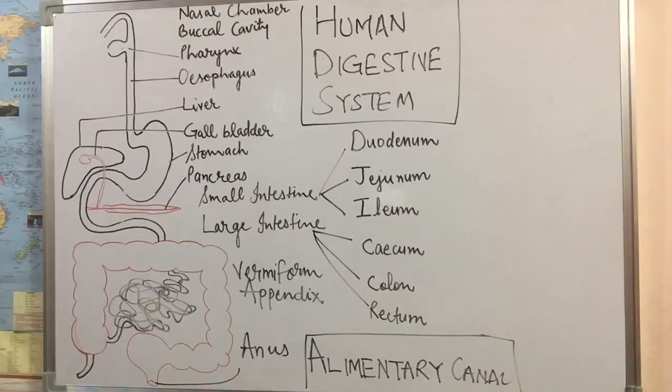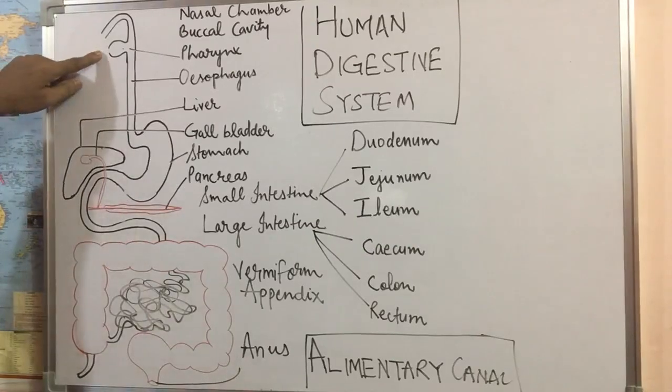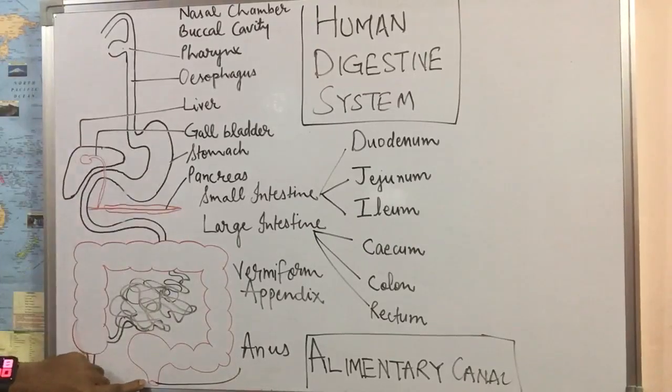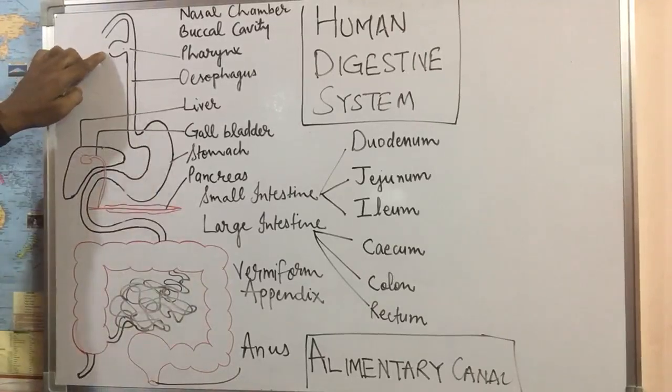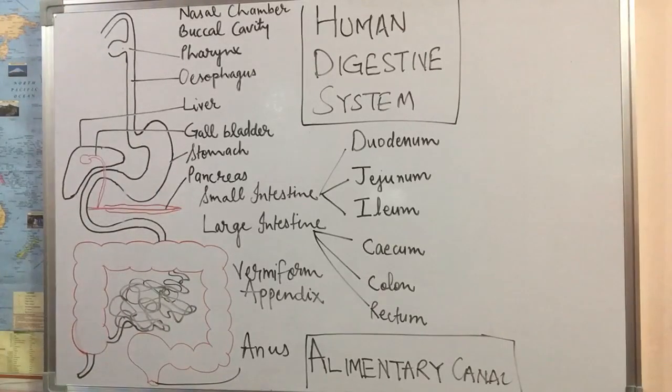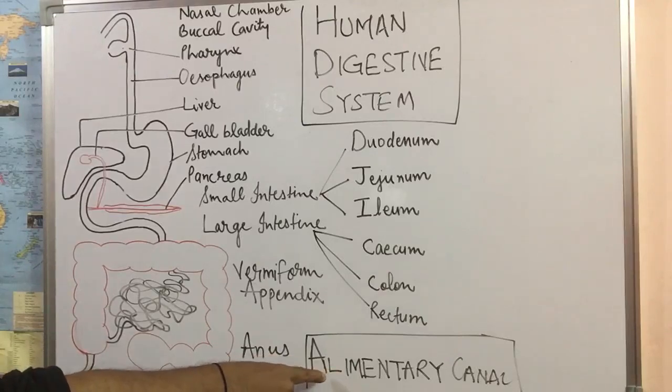Our next topic is the human digestive system. The human digestive system starts from the mouth and ends at the anus. This is the starting point. This is the end point. It is known as the alimentary canal.